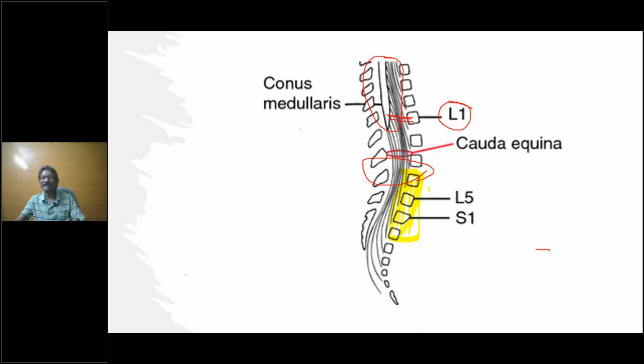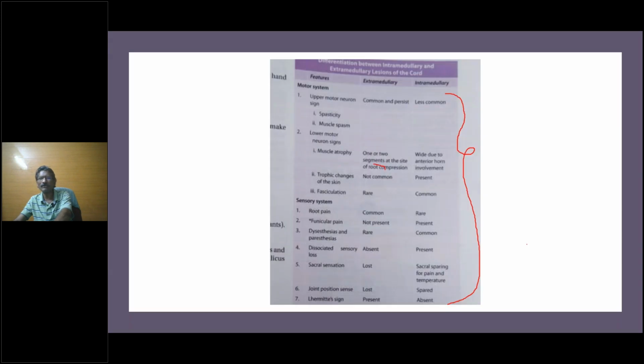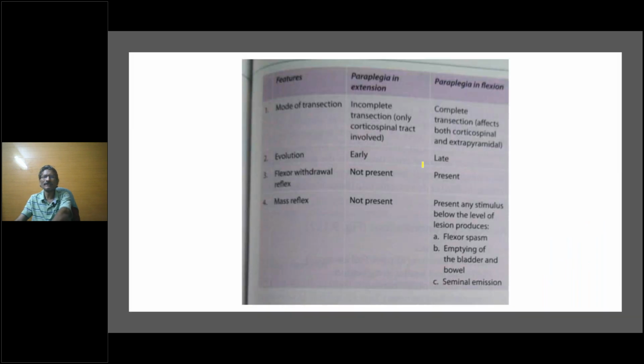So if you look at the segment part, this is a very eccentric part. So that lesion-wise, it is not that common. Okay. So don't bother much about the epiconus. Just remember, epiconus is opposite of conus medullaris with reference to bladder and motor symptoms. Okay. And before I conclude, I just want to tell you, some people ask about paraplegia and flexion. And before that, did you understand the conus and epiconus?